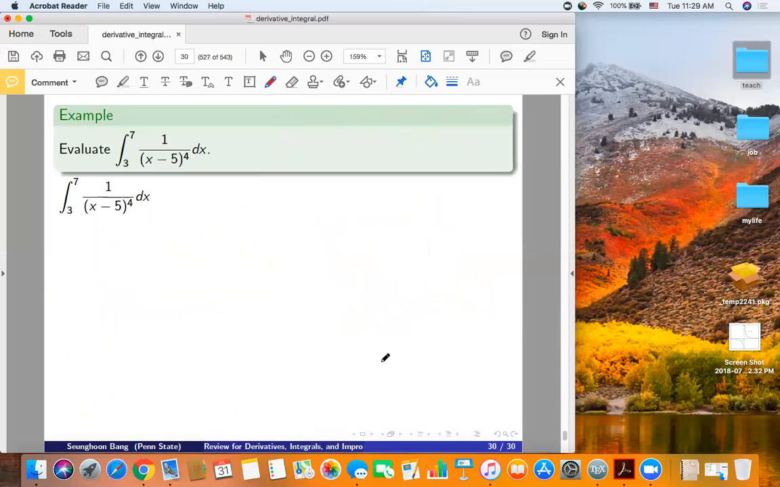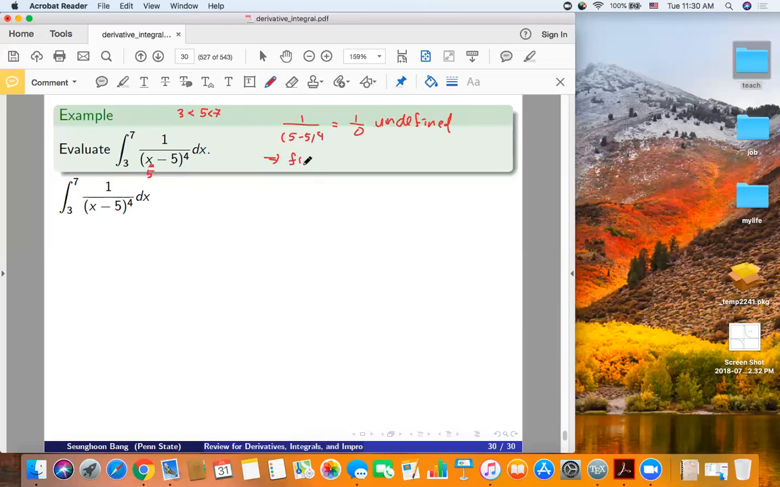So the last problem here: the integral from 3 to 7 of 1 over (x minus 5) to the 4 dx. How can you solve this problem? Here, you can plug 5 into x. 5 is between 3 and 7. You plug it in, and 1 over (5 minus 5) to the 4 is 1 over 0 form. What does it mean? Undefined.